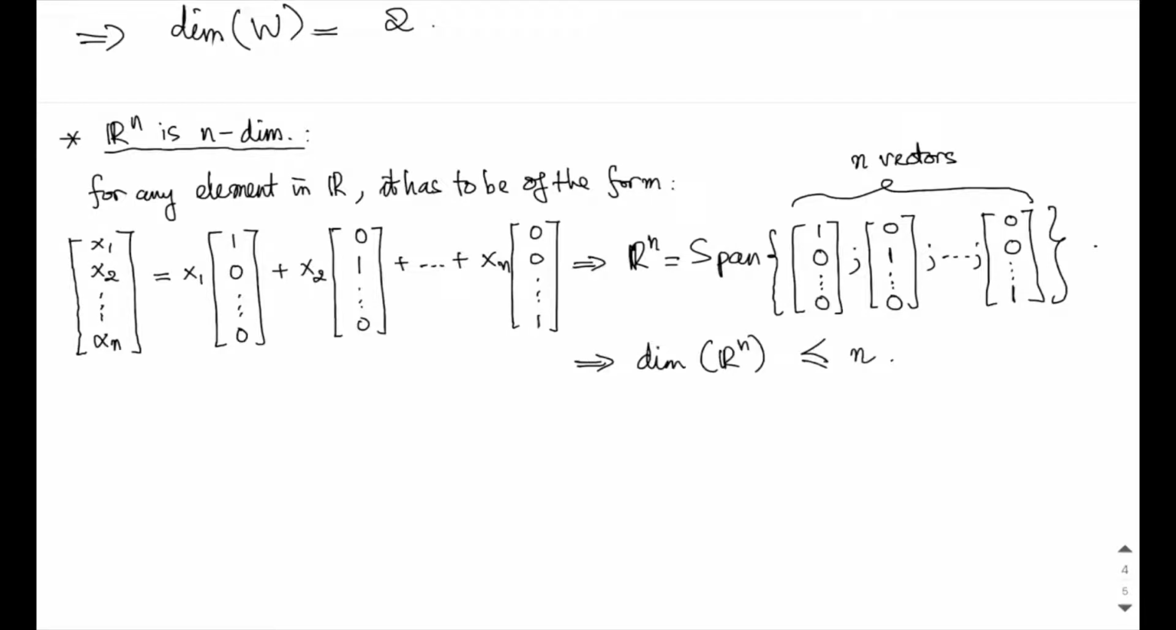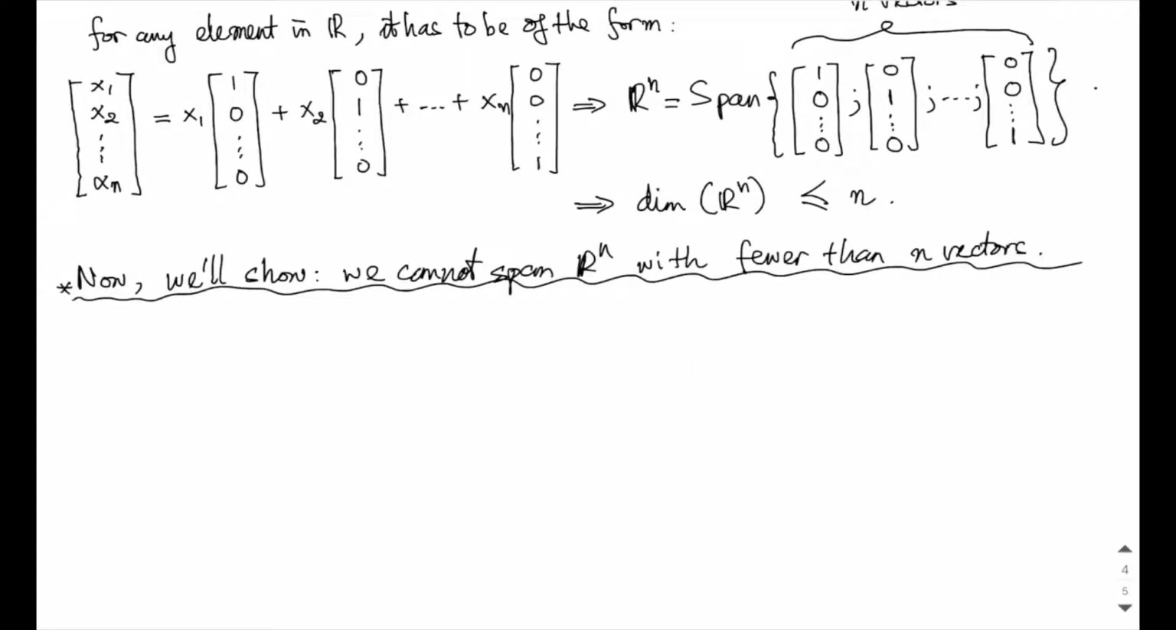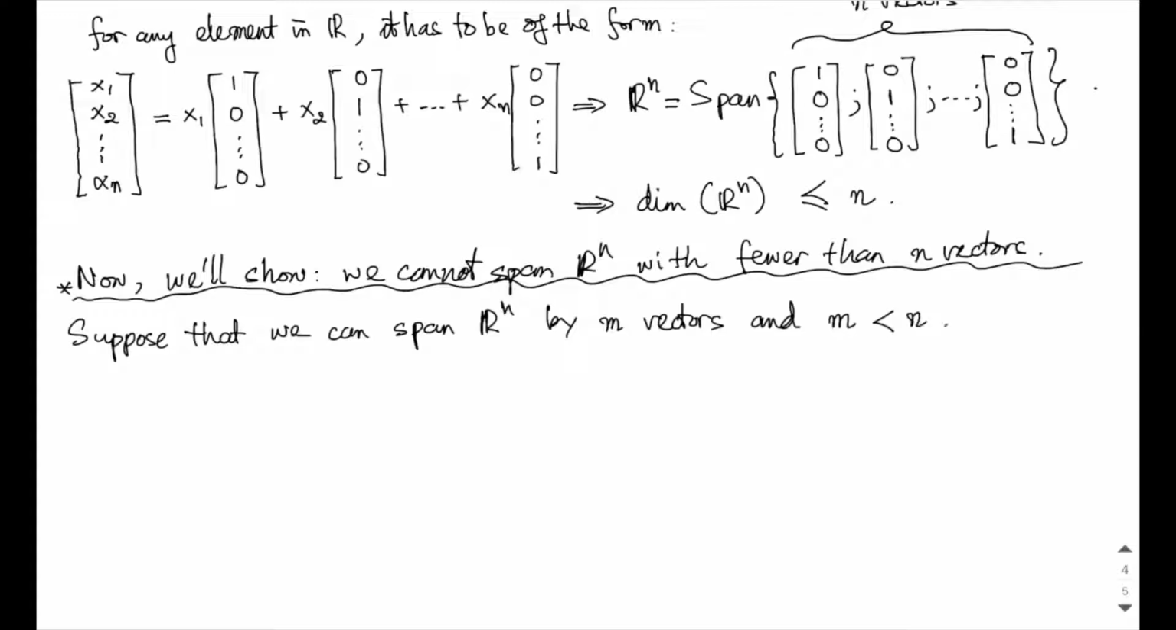If we cannot span it by fewer than n vectors, the dimension is going to be n. If we can span it by fewer than n vectors, the dimension will be less than n. And I'm going to show you that we cannot span it by fewer than n vectors. Right, so let's repeat the trick. Suppose otherwise and try to lead to a contradiction. Suppose that we can span Rn by m vectors, and that the number m of vectors here is less than the number n.